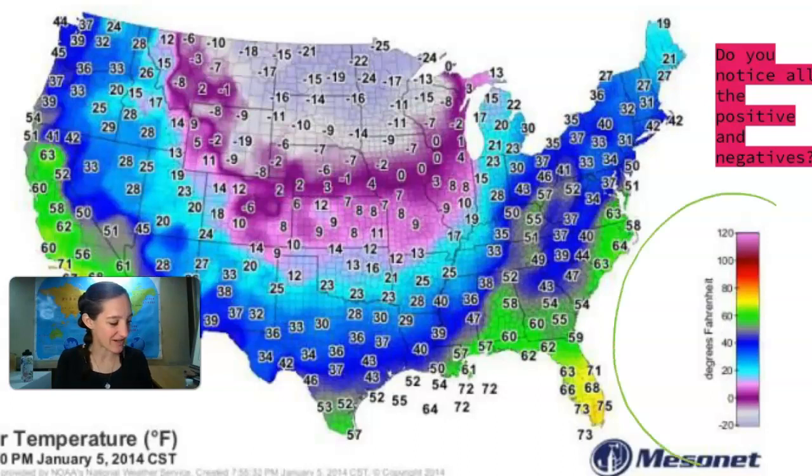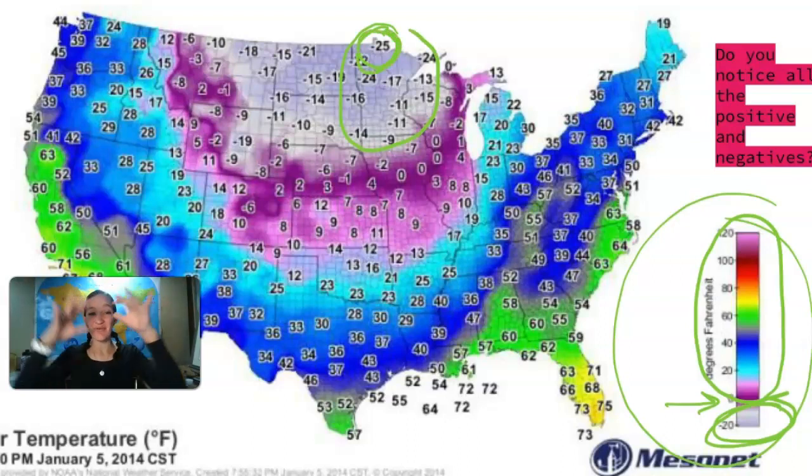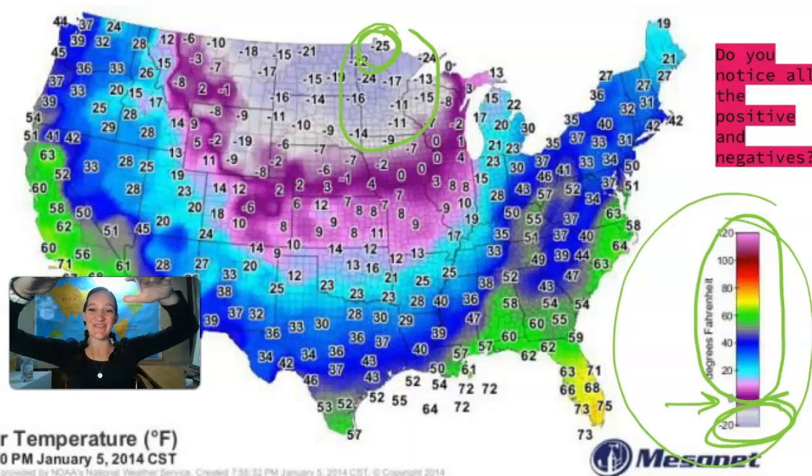Look at this number line right here. There's 0. We got all these positive temperatures here. And then purple, gray, whitish is the negatives. You can see why there's that Minnesota right there. There's the negative 25 degrees. Minnesota's cold, okay? Those northern states are very cold.